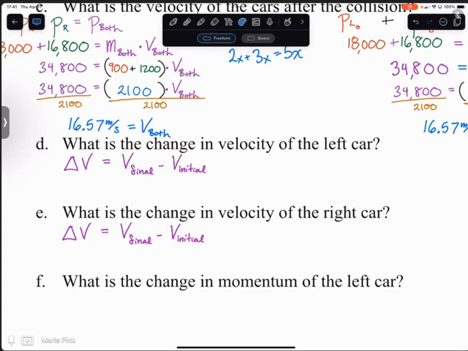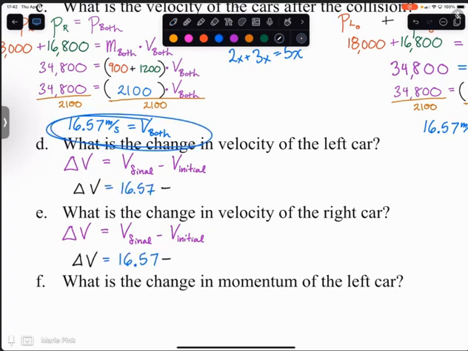So for part D and E, we're trying to find the change in velocity, and change in velocity is just final minus initial velocity. So we need to look at how fast was it going at the end and subtract that from how fast it was going at the beginning. And so for both of these cars, they both had the same final velocity of 16.57 because that's what we just figured out right here in part C.